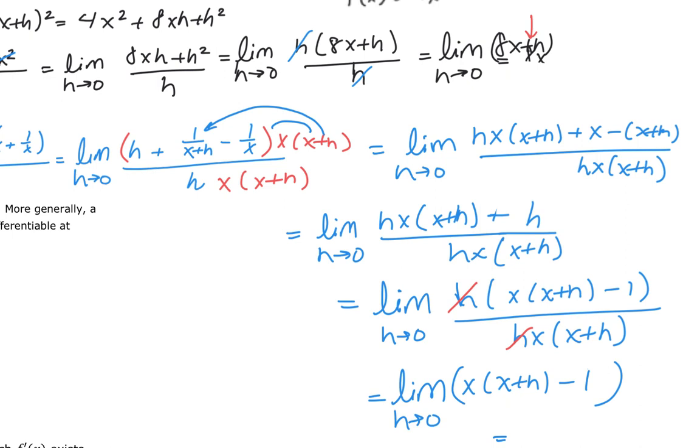Now I'm finally ready to do the direct substitution, and this is all over x plus h. When I do the direct substitution, I am going to have in the numerator x squared minus 1, over x squared.